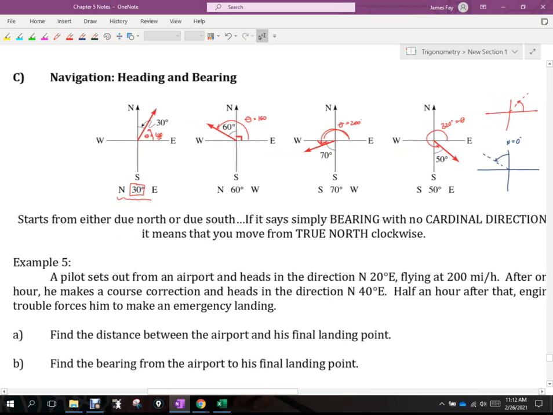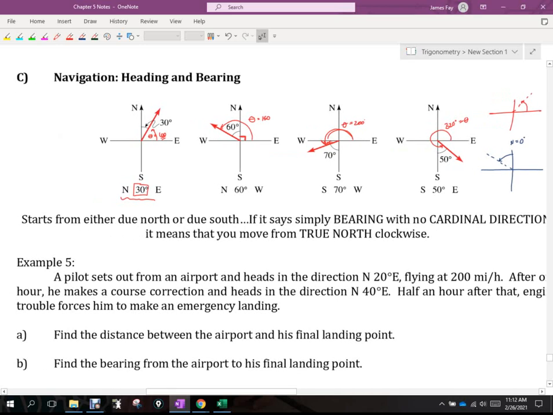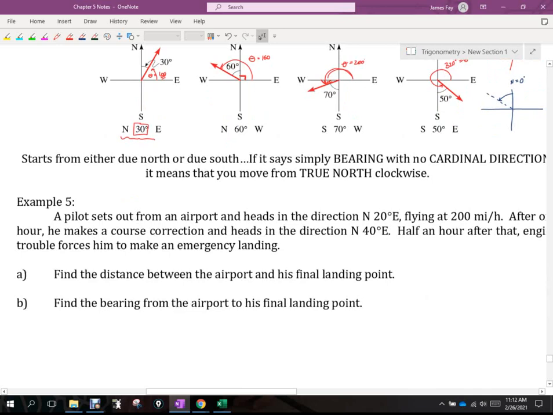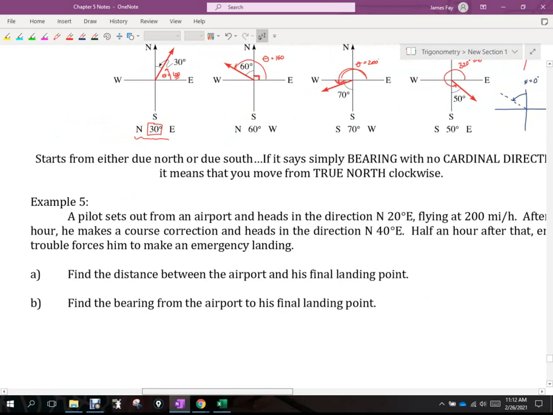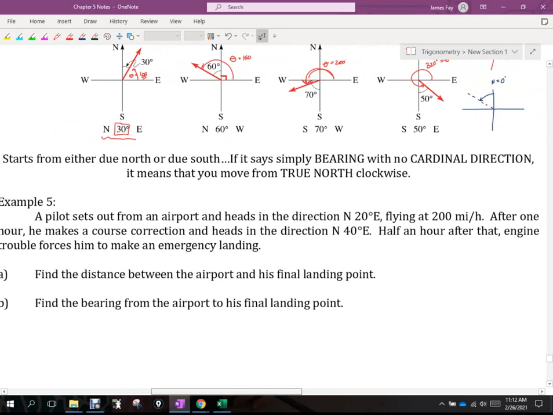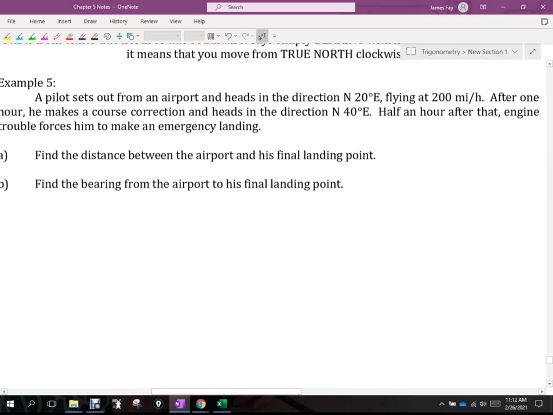So after 1 hour, he makes a course correction and heads in the direction of north 40 degrees east. It says half an hour after that, the engine trouble forces him to make an emergency landing. Find the distance between the airport and his final landing point.